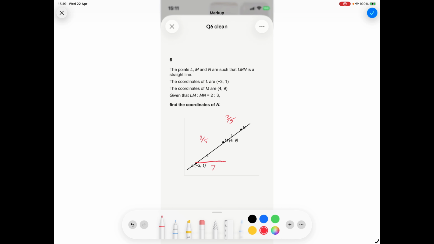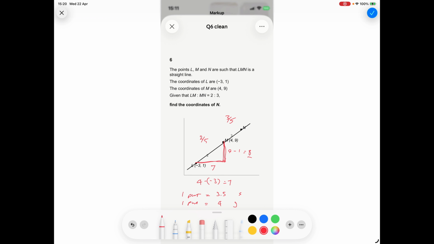And the difference in Y is 9 minus 1. So hold on, that was 4 minus 3, and the difference in Y is going to be 9 minus 1, which is 8. So if 2 parts is 7, that means 1 part equals 3.5 in terms of X. And in terms of Y, 2 parts is 8, so 1 part equals 4.